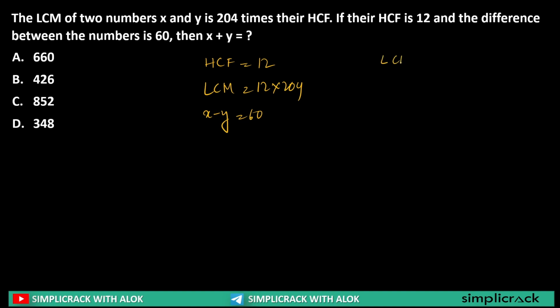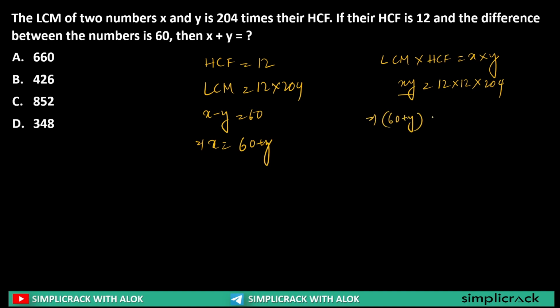You know multiplication of LCM and HCF is equal to multiplication of both the numbers, right? So xy is equal to 12 into 12 into 204. Clear? Yes sir. Now x minus y is equal to 60. xy is equal to this much. So x is equal to what? 60 plus y. Okay, so in place of x I can put y, because that's how I will be solving the whole question, 12 into 12 into 204.